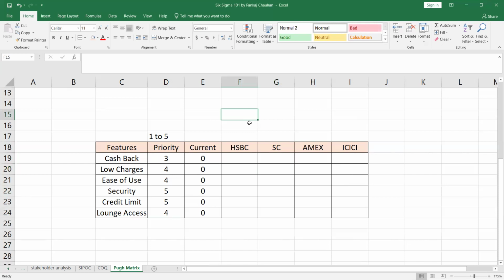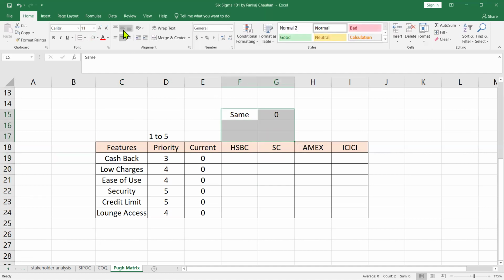Either the value is the same, which means the cashback in your current credit card versus HSBC is the same. If your current credit card, whatever you are holding or current product, you are considering as neutral, versus if you are opting for HSBC, that is also neutral. Then here I will be putting the ranking, which will be 0. 0 means neutral, no change.